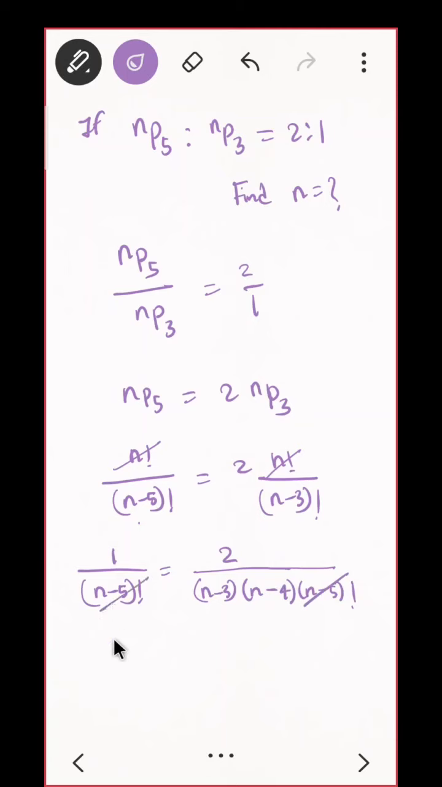So what do you have? n minus 3 into n minus 4 is equal to 2. Now observe this, whenever you have something like this, n minus 3 into n minus 4, which one is bigger? n minus 3 is bigger. Yeah, n minus 3 is bigger. Perfect. So here we actually have two possibilities.